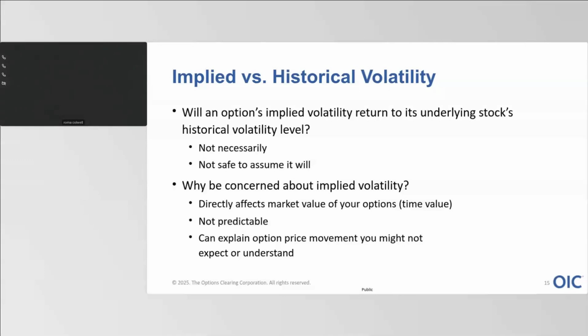And when the news comes out, what happens? The price of the options comes down. So our expectations are not met. We may have made a little bit of money, but it didn't meet the expectations we had because implied volatility had changed.